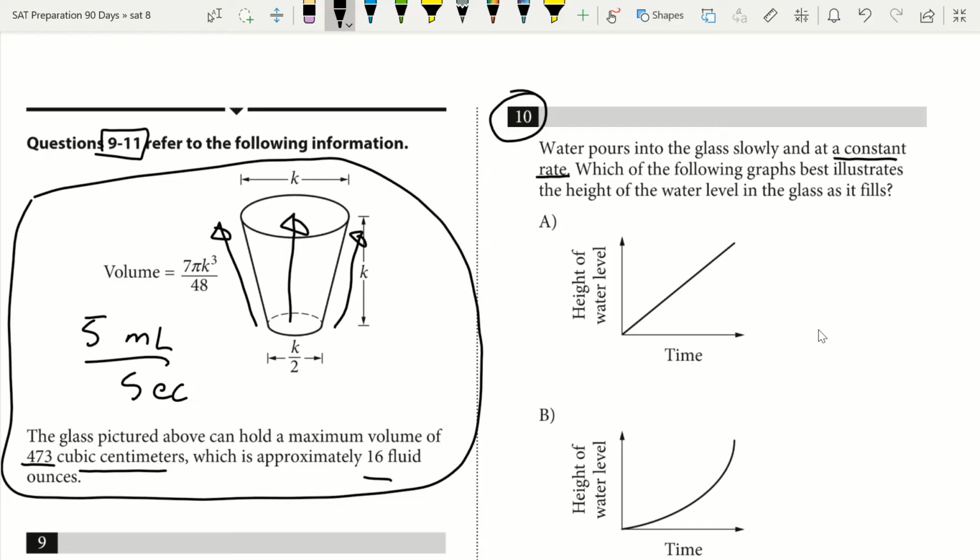Okay, that's constant. So which of the following graphs best illustrates the height of the water level in the glass as it fills? Okay, so let's just think about it. We'll just draw a little hose with water going into this cup. As water is going in, obviously we think that it's going to fill very quickly down low, right? Because it can't go out as wide.